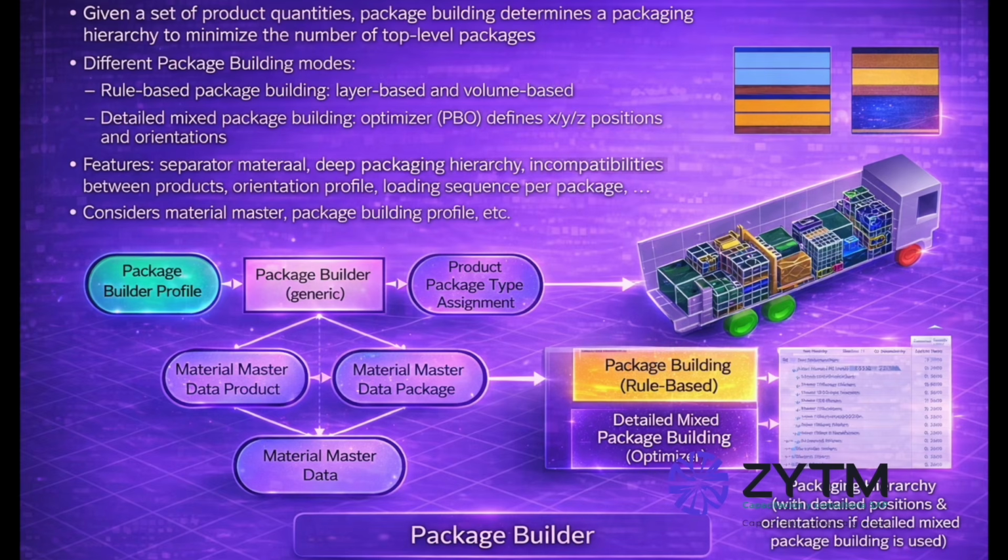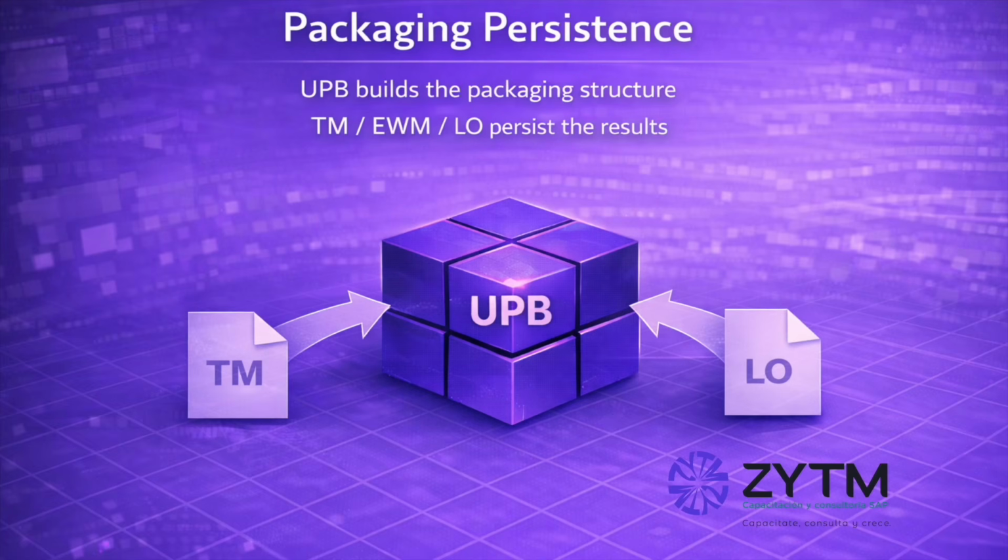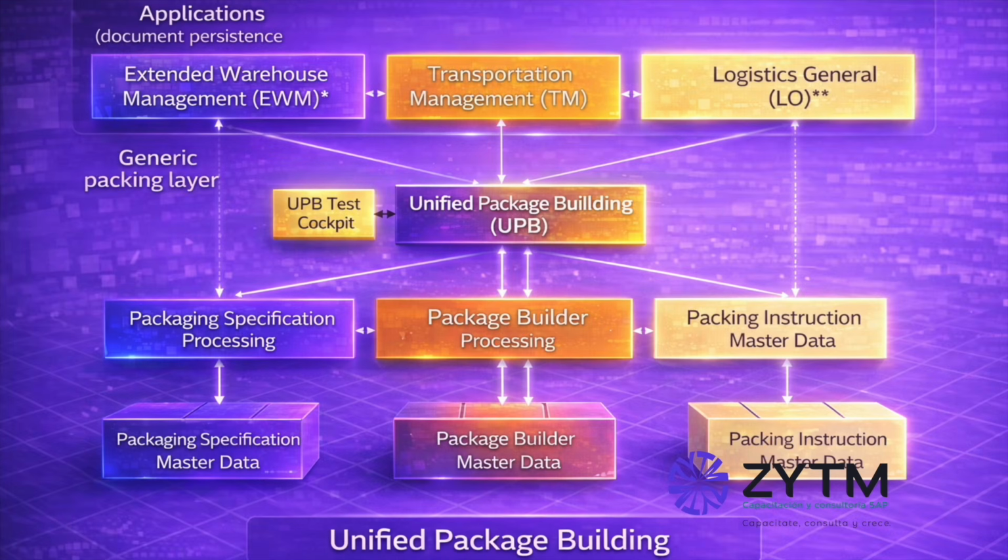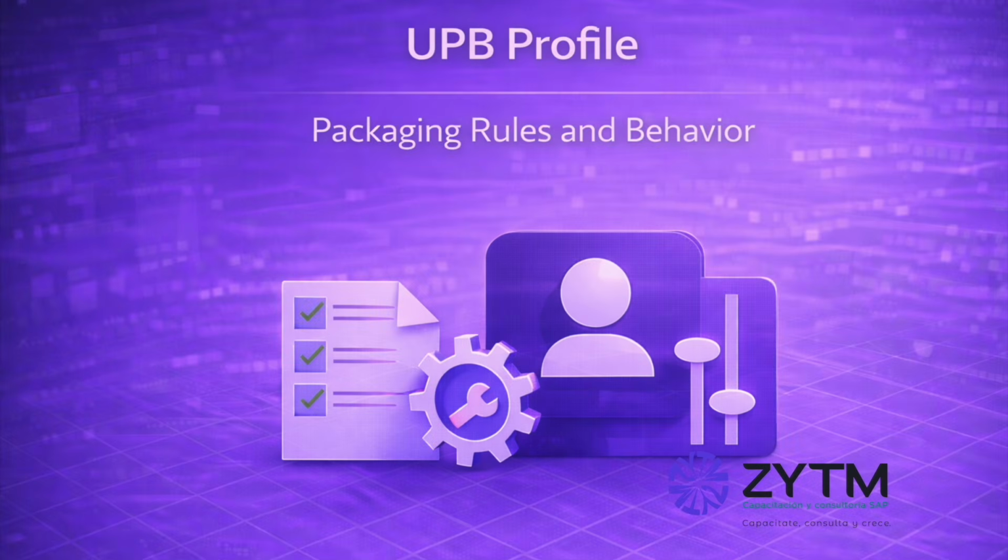This process considers material master data, the UPB profile, and additional configuration settings. It is important to understand that UPB is responsible only for building the packaging structure. The responsibility for persisting this information lies with the consuming application such as SAP TM, EWM, or LO. The behavior of unified package building is primarily defined through the UPB profile. This is where packaging rules, the packaging engine, and constraints that control how packages are built are configured.